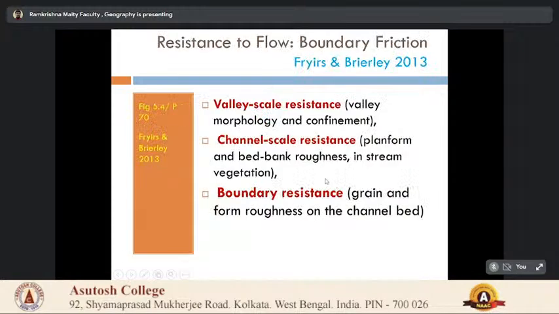Now, let us understand how the downslope movement of water depends upon the resistance to flow. Those resistances are of three types: valley scale resistance, channel scale resistance, and boundary resistance. Valley scale resistance is controlled by valley morphology and confinement. Channel scale resistance is controlled by planform and bed and bank roughness or stream vegetation. And boundary resistance is controlled by grain and form roughness.